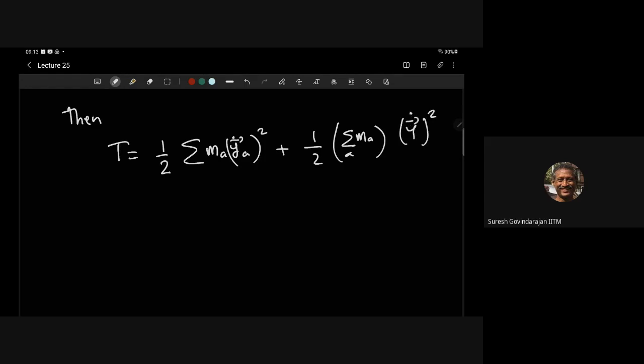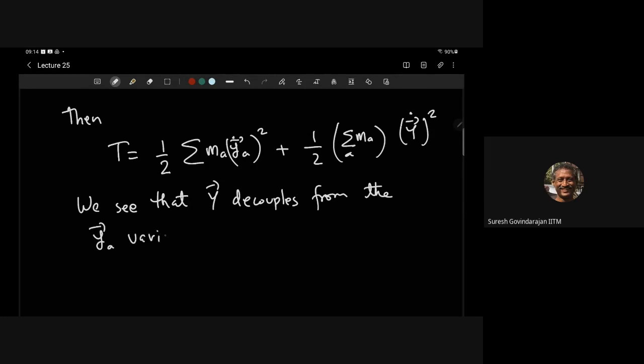Okay. So what we see is that the y variable, the y degree of freedom, separates nicely, right? So it decouples from the little y's. Okay, so we see that. y decouples from the little y. Is this point clear?